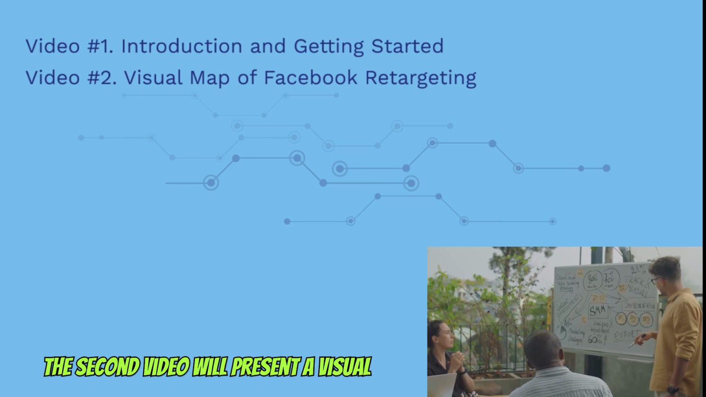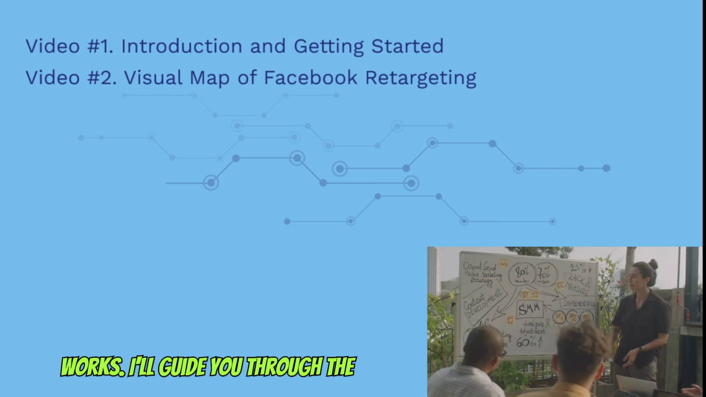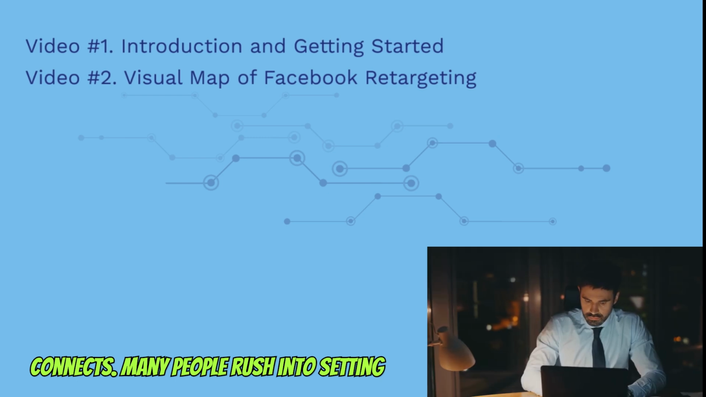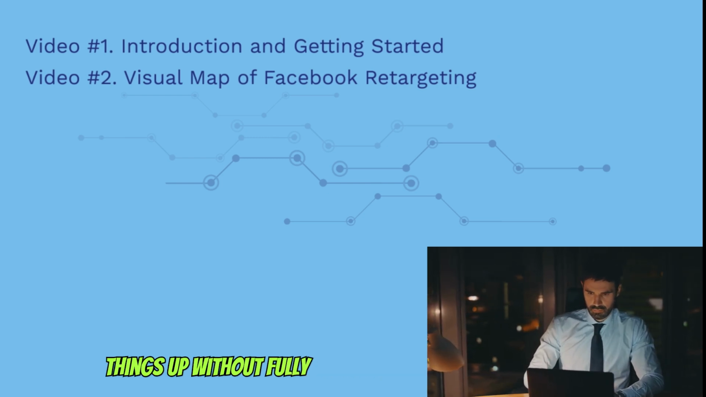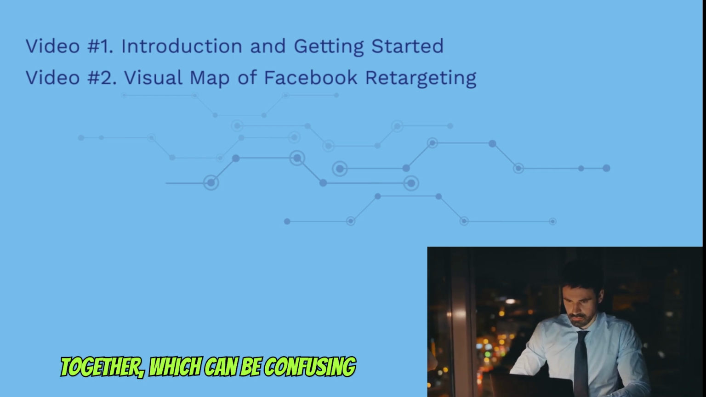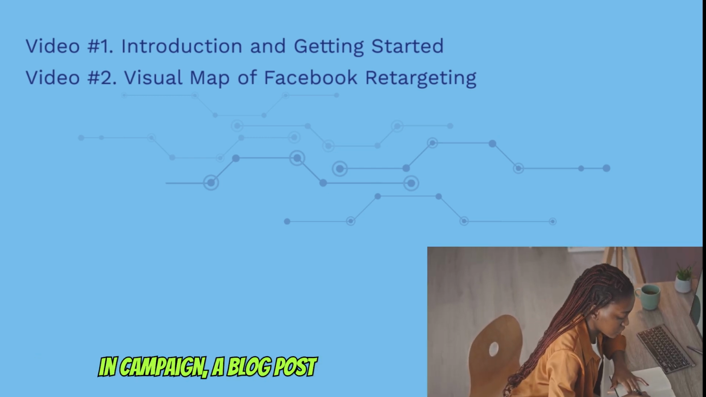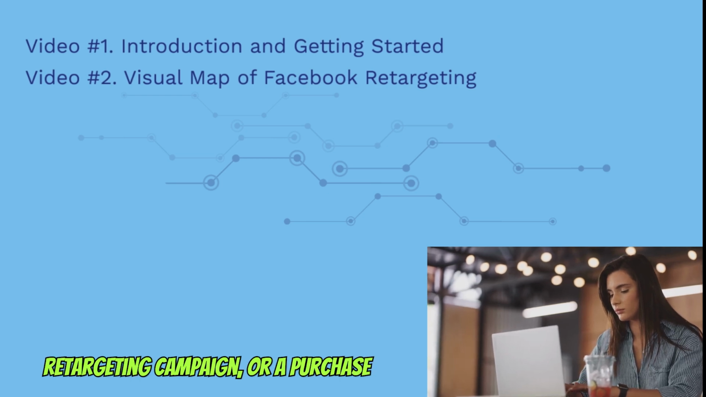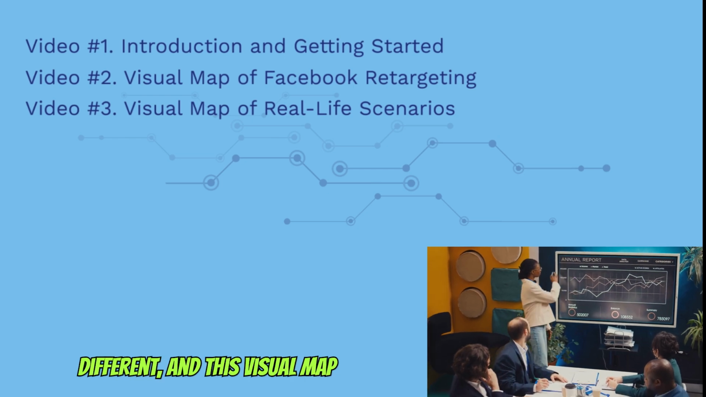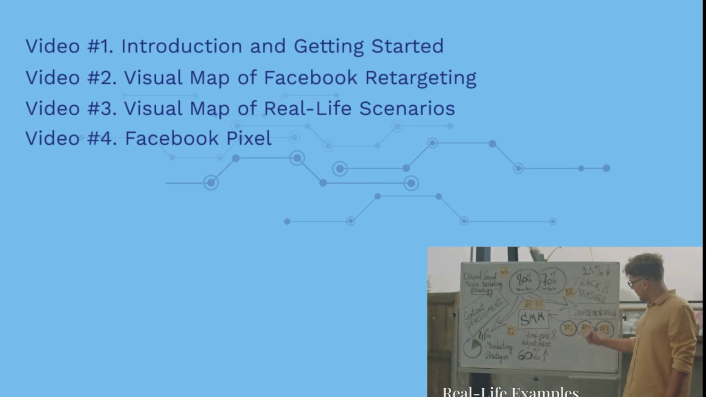The second video will present a visual map of how Facebook retargeting works. I'll guide you through the process, explaining how everything connects. Many people rush into setting things up without fully understanding how the pieces fit together, which can be confusing. Whether you're setting up an email opt-in campaign, a blog post retargeting campaign, or a purchase retargeting campaign, each is different, and this visual map will help clarify the basics.